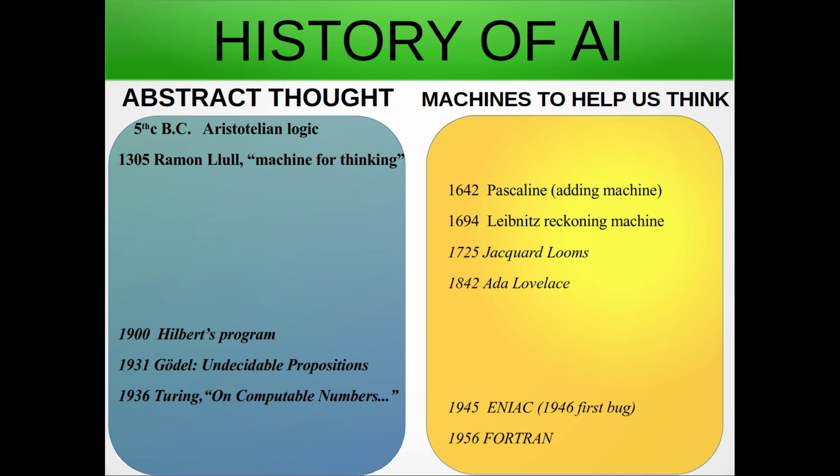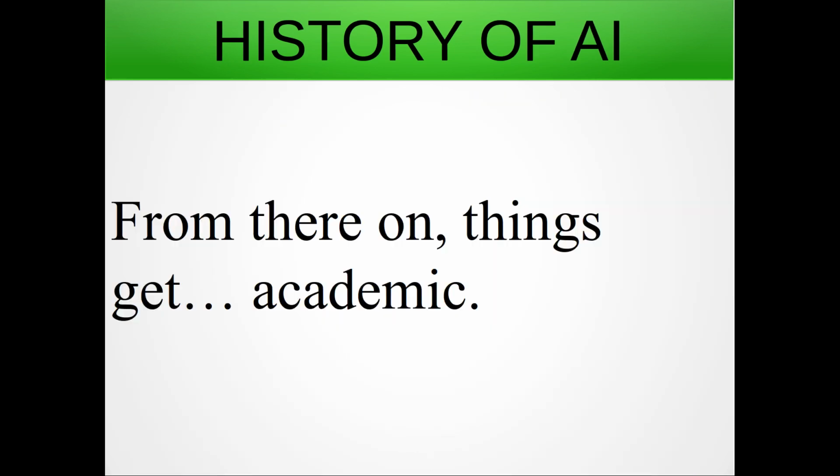And all of that development in abstract thought and in machines that help us think ended up with the emergence of the first computer programming languages. In 1956, we have the Fortran programming language, which is still used today. From there on, we get a bit more of an academic development of what artificial intelligence is.